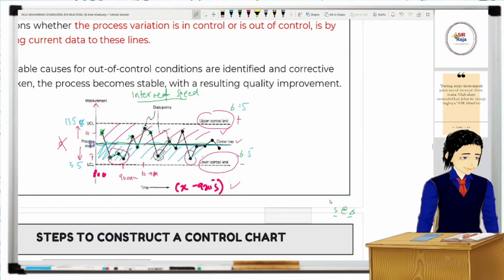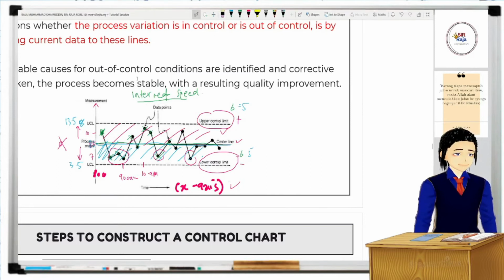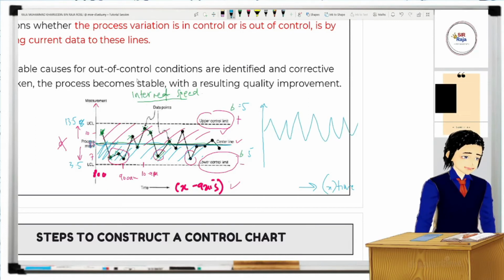Okay. Let's take an example. So, you're gonna make another control chart. Right. So, this is your time. This horizontal axis is time. So, you make your readings, like this, like this, like this, like this. But this is your mean.